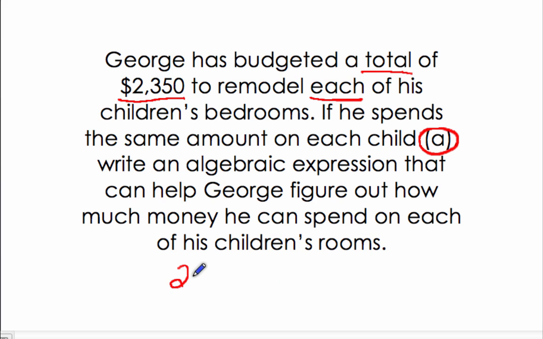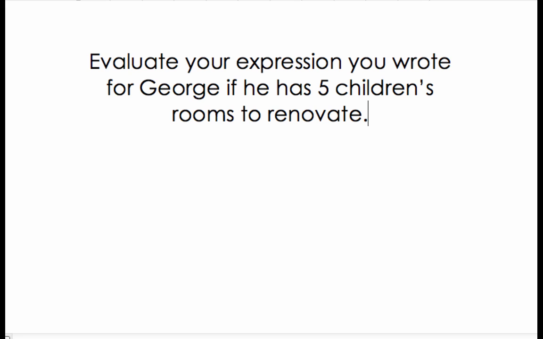So we're starting out with a total, and since that's the case and we're breaking it up into equal parts, we're going to divide here. So that's what we're starting out with, using our division, and we're dividing by A, which is the number of children that he has. And when we solve or evaluate this expression for whenever we find out A, we'll have how much he can spend on each of his children's rooms. Now we're going to evaluate the expression you wrote for George if he has 5 children's rooms to renovate. Our initial expression was 2,350 divided by A for his number of children.